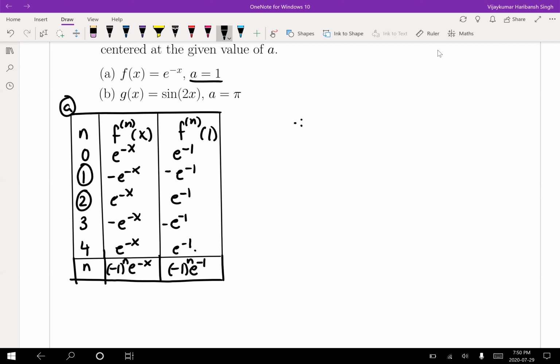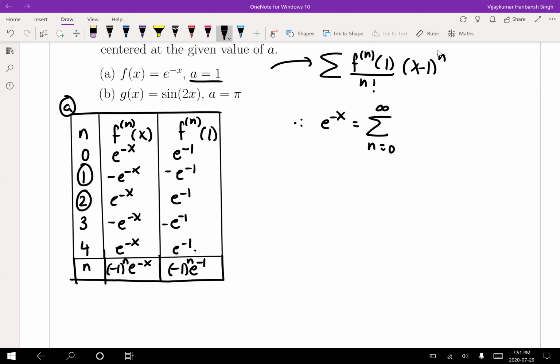Therefore, e to the power minus x is going to be a summation n equals 0 to infinity. How will the Taylor series look like? It will be f^n at 1 divided by n factorial times x minus 1 to the power n, summation n equals 0 to infinity. So in this case, we found that out, it's going to be minus 1 to the power n e to the power minus 1 times x minus 1 to the power n divided by n factorial.